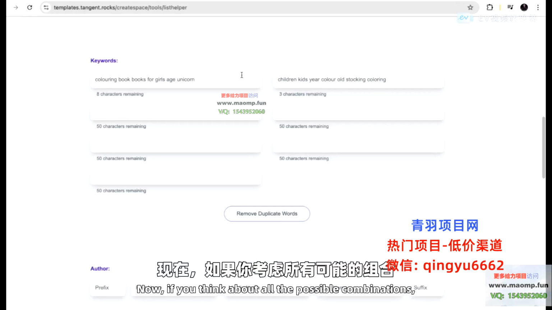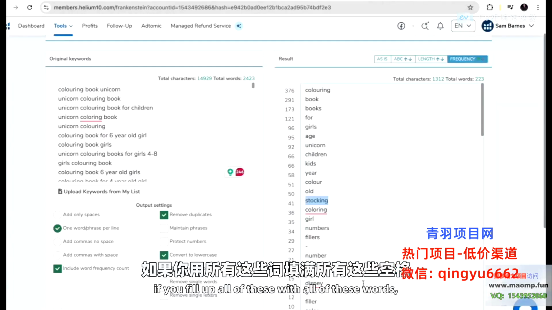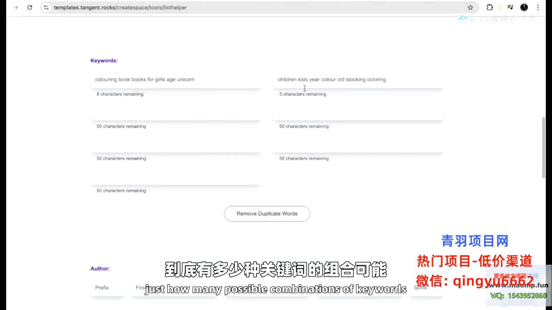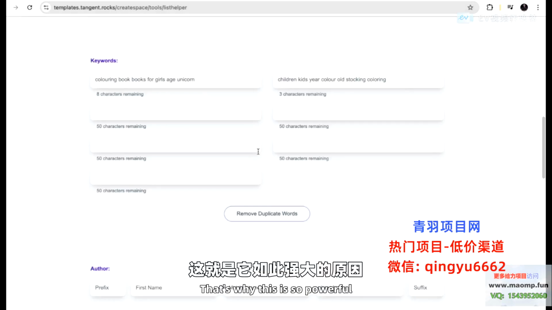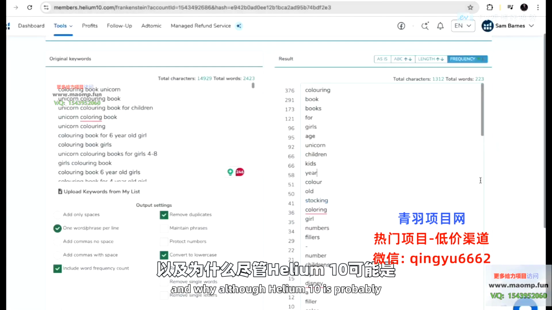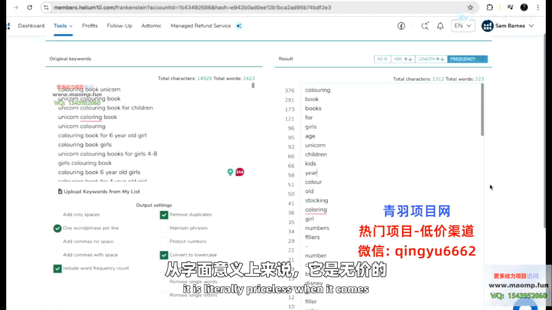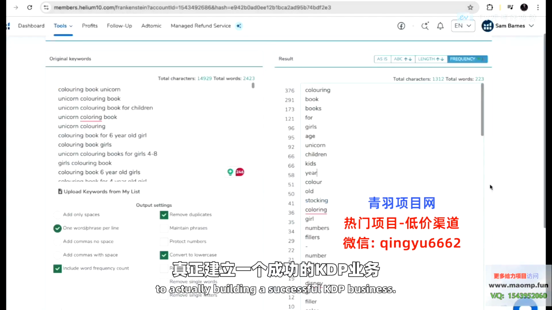Now if you think about all the possible combinations, if you fill up all of these with all of these words, just how many possible combinations of keywords we can come up with, and therefore just how many keywords we're going to index for. That's why this is so powerful, and why, although Helium 10 is probably one of the more expensive softwares, it is literally priceless when it comes to building a successful KDP business.